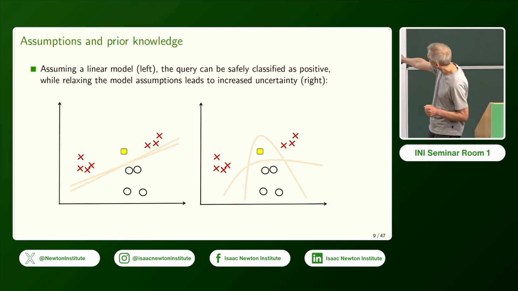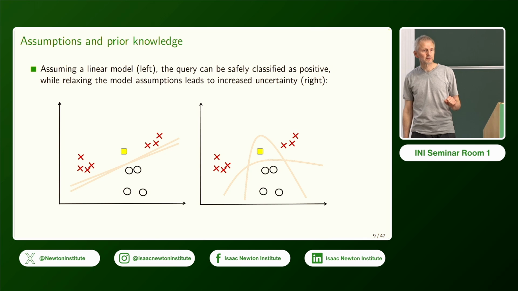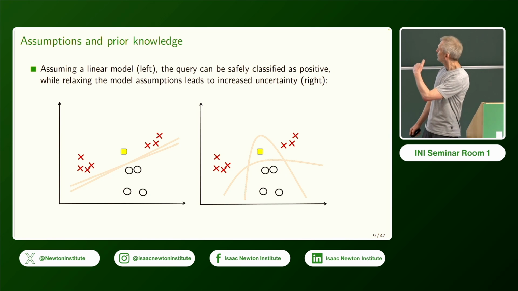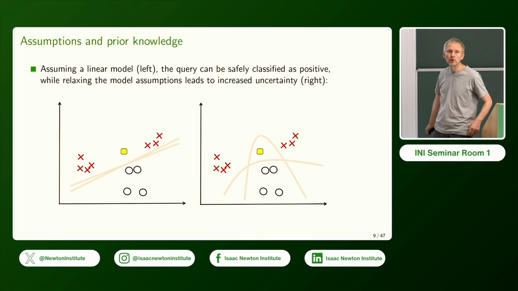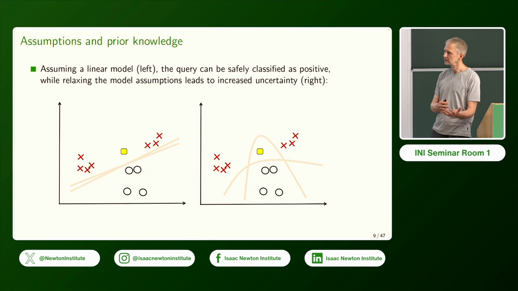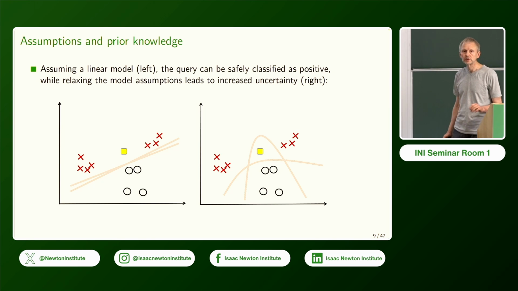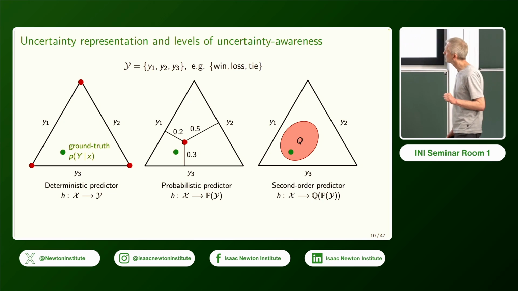Weakening the assumptions and, for example, also allowing for quadratic discriminant functions or whatever, makes this prediction again more uncertain, because now there are some, let's say, plausible models which say positive and others which say negative. Yeah. So of course, this interplay between what you assume, what your model assumptions are, how your hypothesis space looks like, and the data, this is what plays together and eventually determines the certainty or uncertainty of the predictive model.